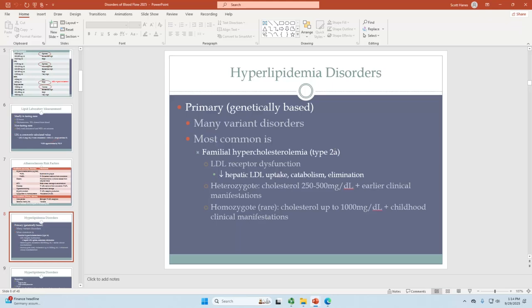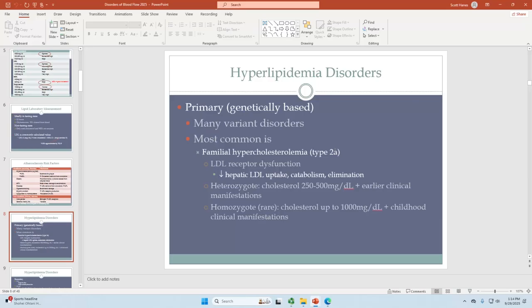And so either dysfunction of the LDL receptor itself or a decreased quantity of LDL receptors on the liver decreases LDL uptake, so therefore more remains in the circulation, less of it gets catabolized or metabolized, okay, and less of it gets eliminated. So typically what will happen if anybody has this genetic variant and they're heterozygous, in other words, they only have one bad gene and one good gene, their LDL levels will be reasonably high, moderately high, 250 to 500. Okay, that's still pretty high by all accounts, right?